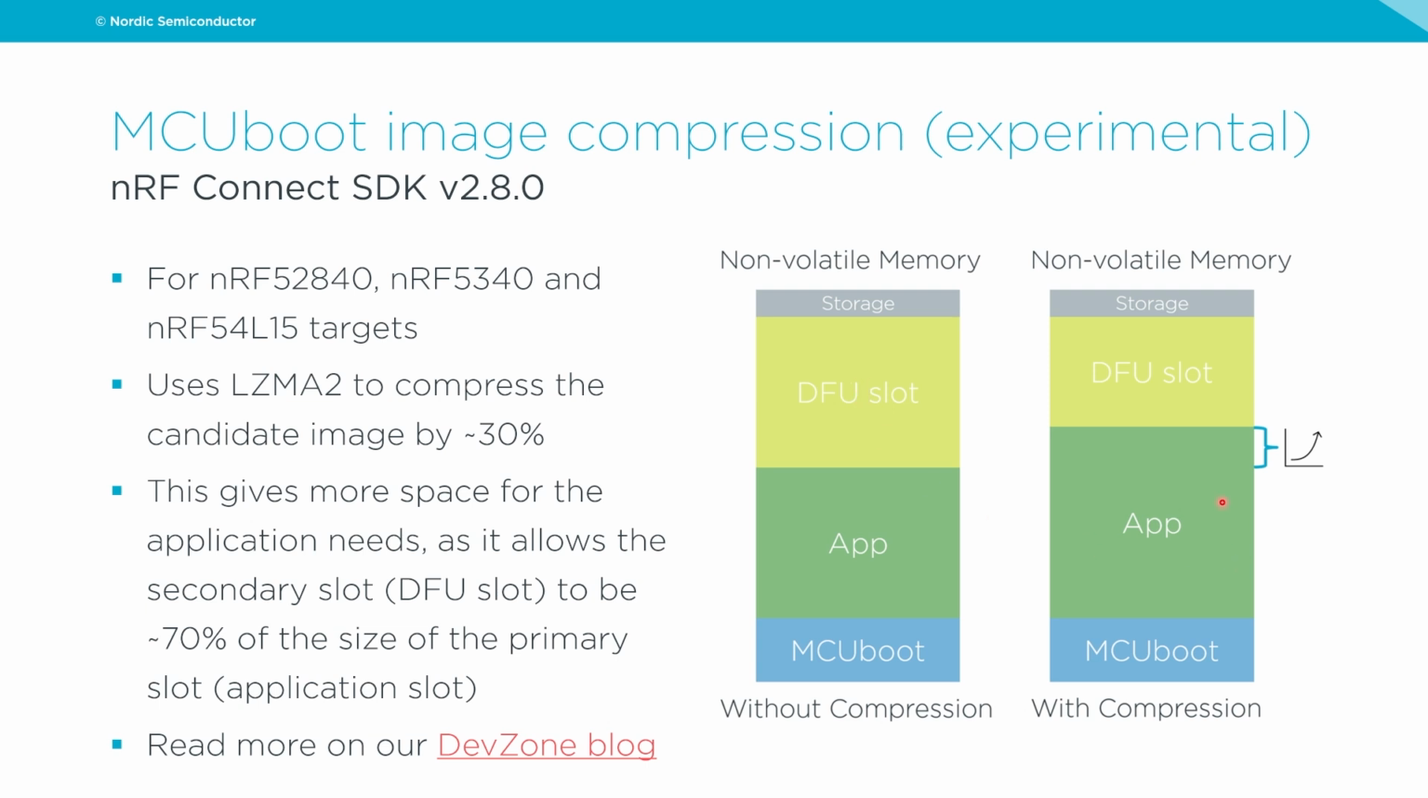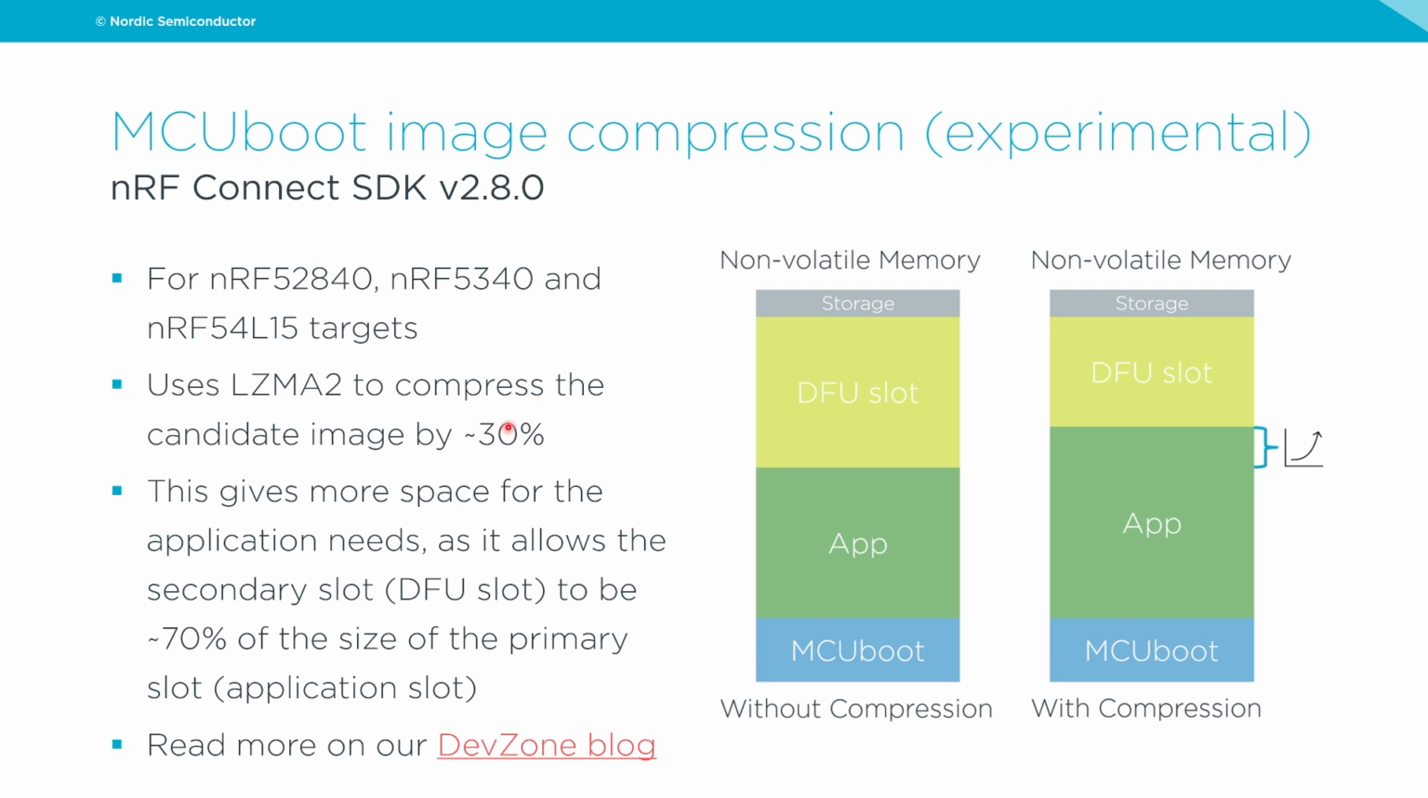So when you need less space for your DFU slot, you can grow your application to take that space that was left unoccupied, but you might also want to use that for storage. So it's really up to what you need in your application, how you want to make use of that additional space. This 30% is an approximate number. It can vary for larger applications. For example, for Matter applications that are a little bit larger, you might see an increased compression rate, and for smaller applications it might be a little bit smaller compression rate.